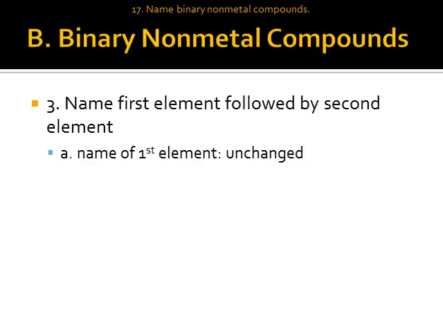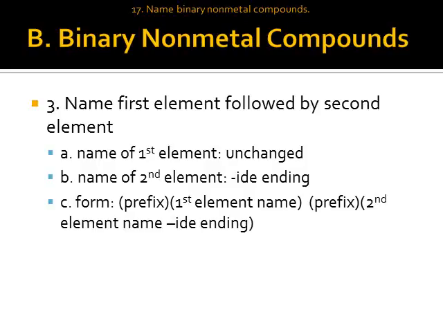The name of the first element is unchanged. So I don't change the name. For example, I don't use an IDE or an ATE ending. I just use the name of the element. The second element, I do use the IDE ending, even though it's actually not an anion, just for linguistic consistency, so it sounds nice. We do use the IDE ending for the second element.